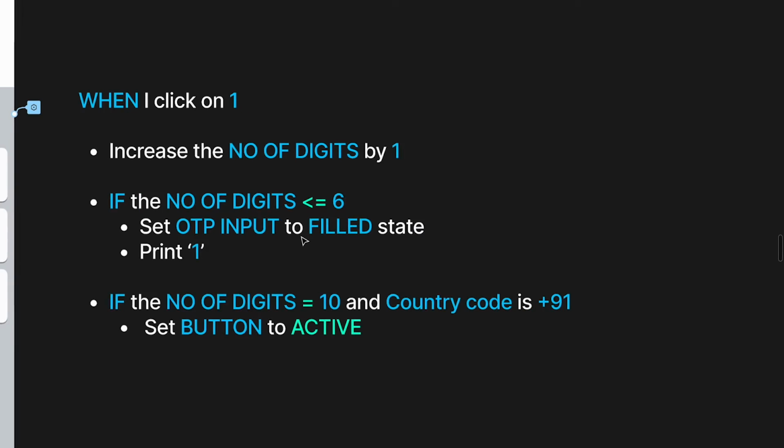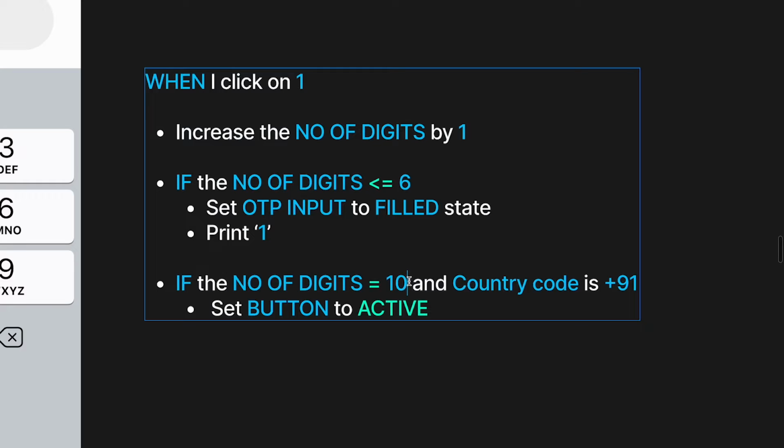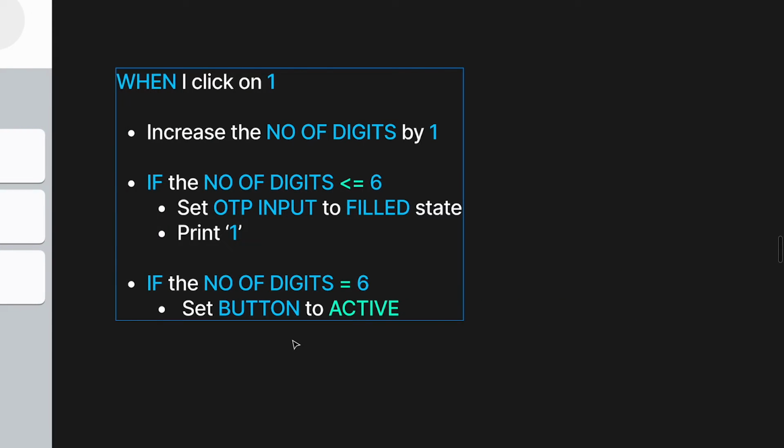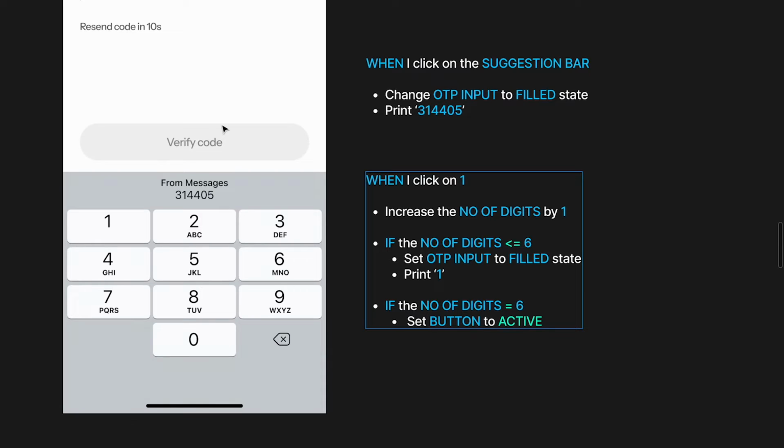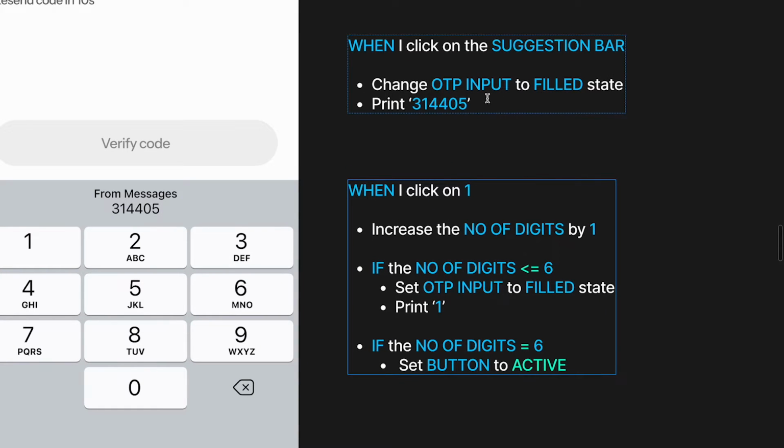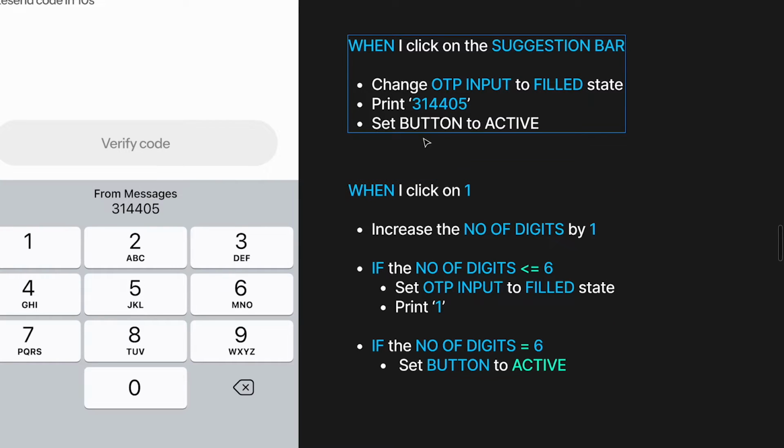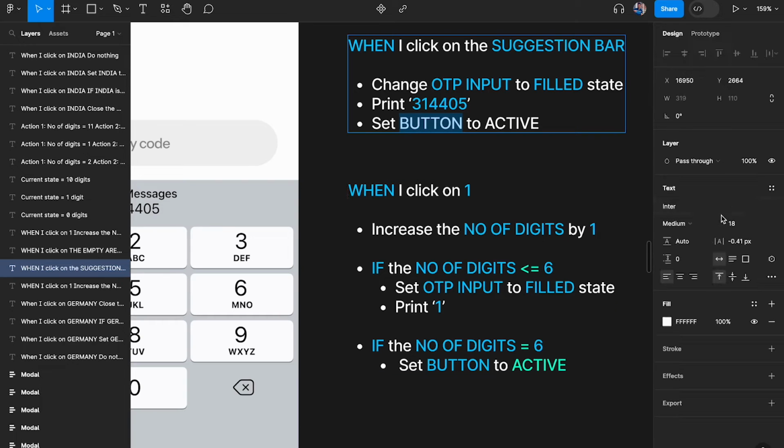Okay. Then if the number of digits is 6, okay, then I want you to set the button to active. Very simple, very straightforward. Okay. In fact, we also want to go ahead and in this case, okay, also set the button to active. Okay. Set the button to active. So I'm going to go ahead and then just change this over here, blue, and set this to green.